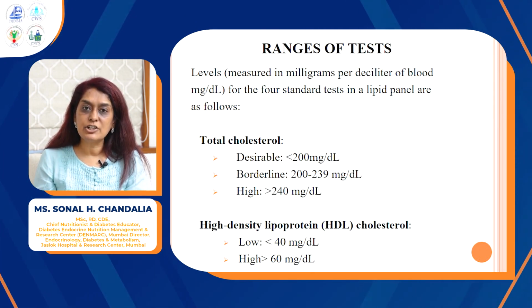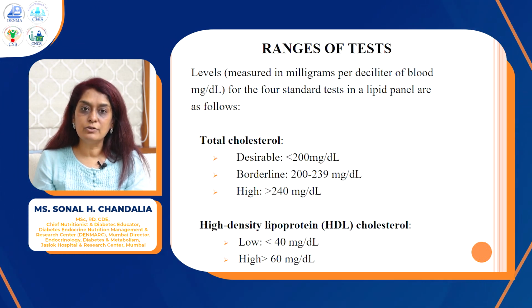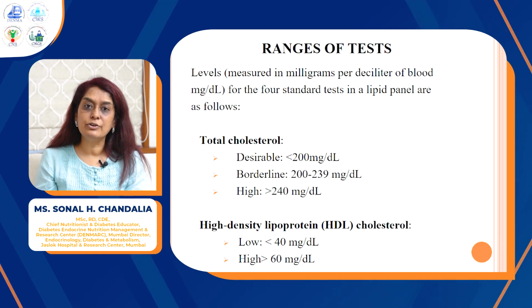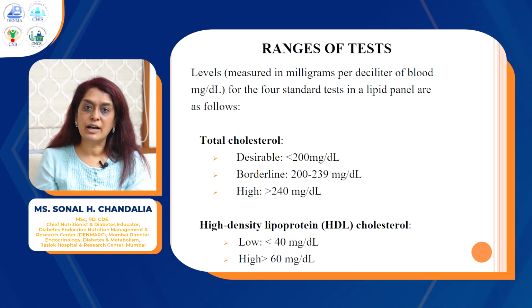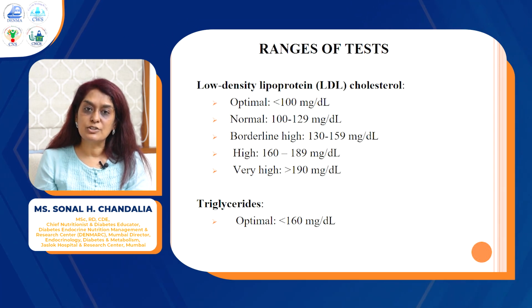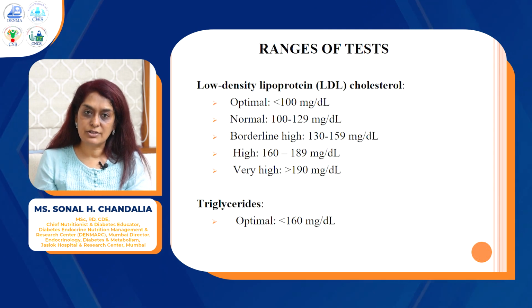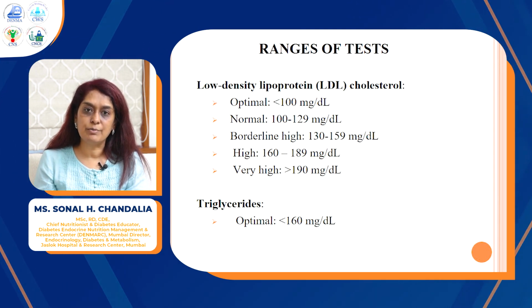It essentially covers four components: the total cholesterol, where you can see the value of the ranges here. Then it covers the HDL cholesterol, where again you can see the desirable range and high range over here. The LDL cholesterol, which you see as optimal, normal and borderline. And additionally, it will cover the triglycerides, where again the ranges are very important.